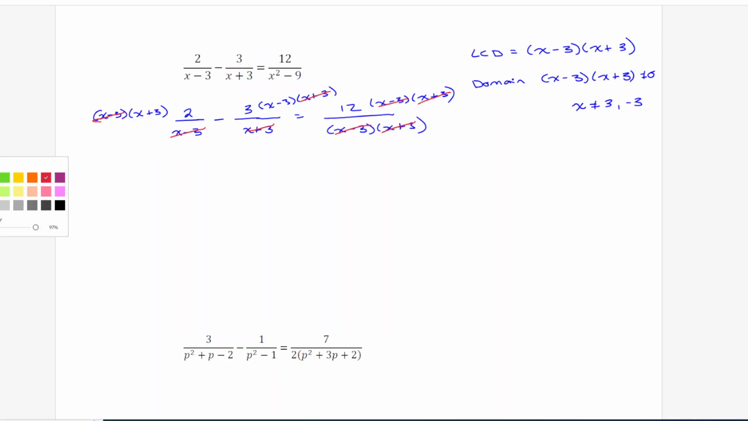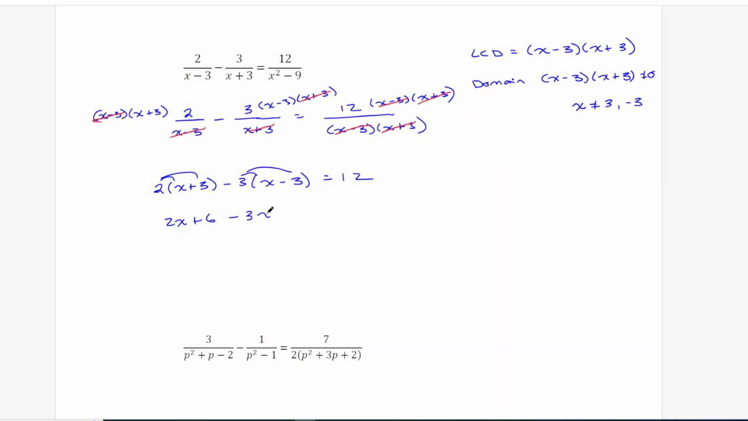So what am I left with? I'm left with 2 times x plus 3 minus 3 times x minus 3 is equal to 12. Okay, a nice linear equation. So I'm going to simplify. I'm going to multiply the 2 through to get 2x plus 6. I'm going to multiply the negative 3 through to get negative 3x plus 9 is equal to 12.